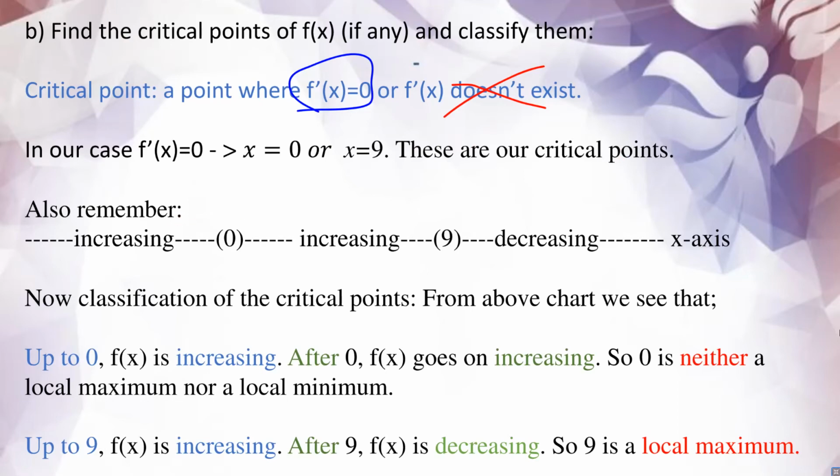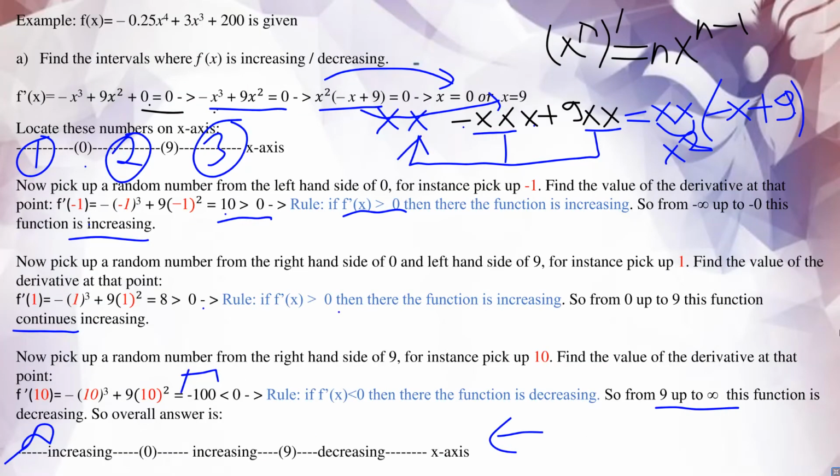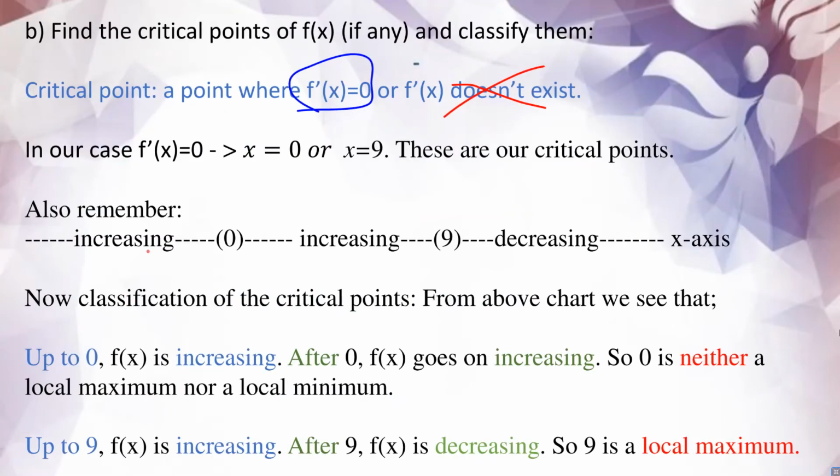And also remember from the end of the first part, from this line, simply copy-paste. The function is increasing up to 0, and up to 9 it goes on increasing, but after 9, it starts decreasing. So let's make an examination of these points. Let's start with 0. Now, up to 0, your function is increasing. After 0, it goes on increasing. So 0 is neither a local maximum nor a local minimum.